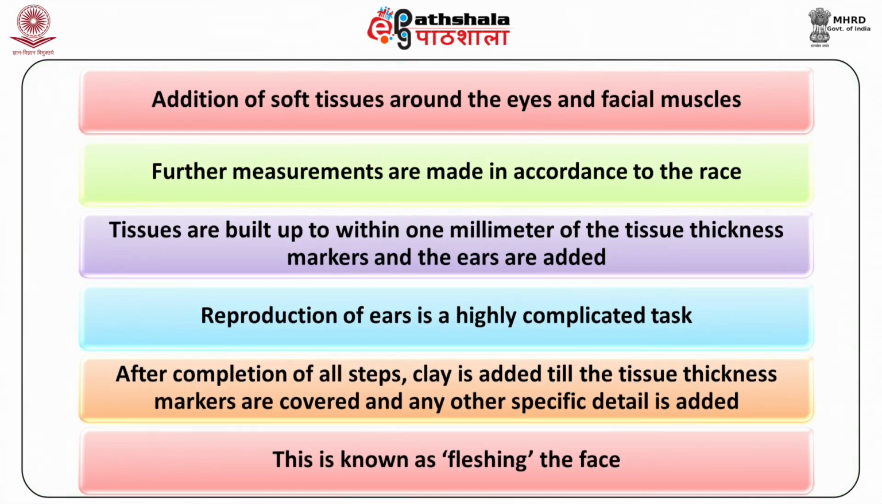The next step is the addition of soft tissue around the eyes and facial muscle. During this stage, further measurements are made according to the race. After this, tissues are built up to within 1 mm of the tissue thickness markers and the ears are added. Reproduction of ears is a highly complicated task.